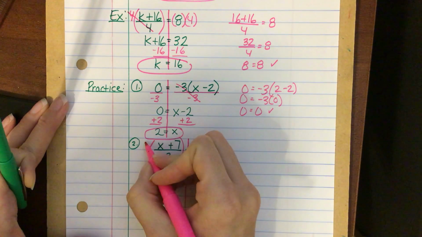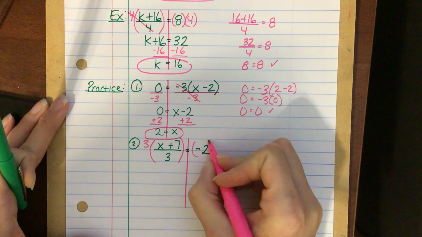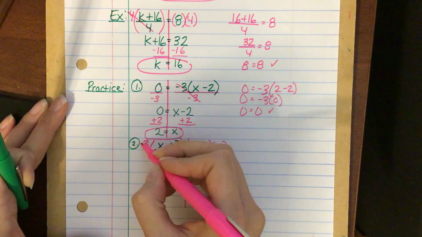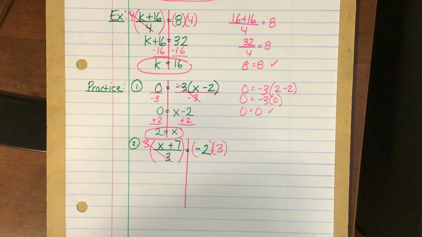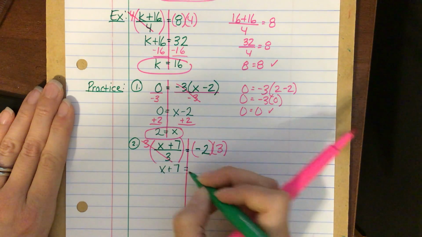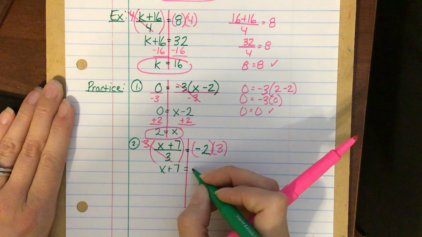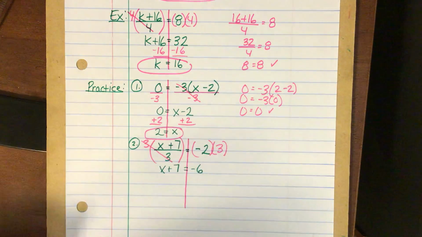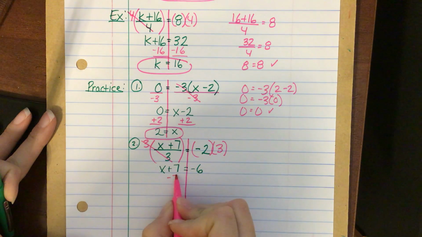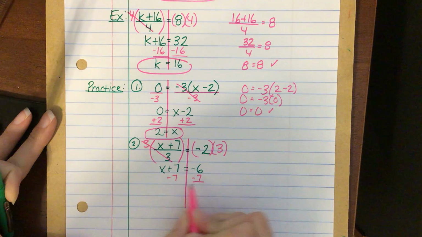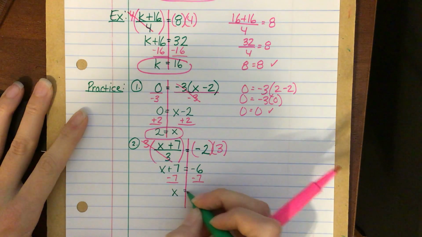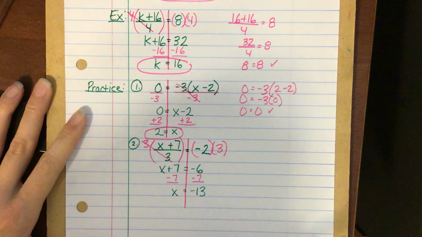And when I multiply by 3, I want to multiply the whole thing, the whole side by 3. Well, 3 divided by 3 is just 1. So we get x plus 7. And then negative 2 times 3 is negative 6. Now, the opposite of adding 7 is subtracting 7. So I will do that to both sides. And I get that x is equal to negative 13.